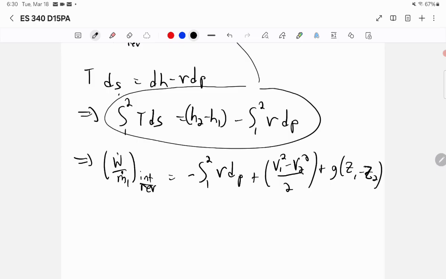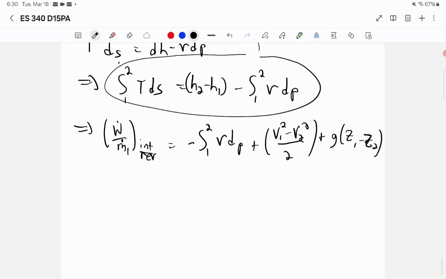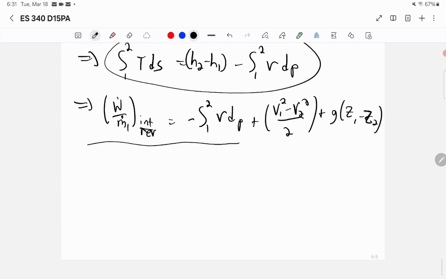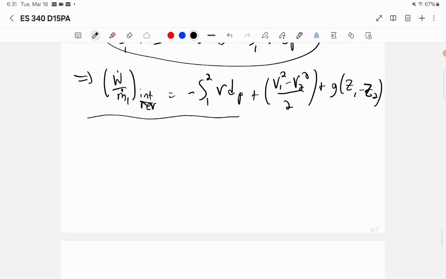Okay, so we can play all of these kinds of games with the work. Obviously, if the kinetic energy and the potential energy are negligible, you just get a very simple expression here. So we can play those games. And the final topic is polytropic processes.